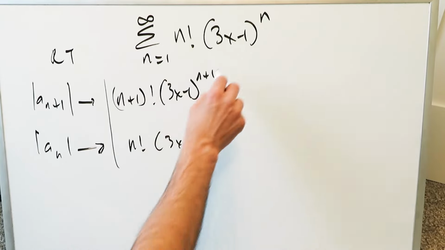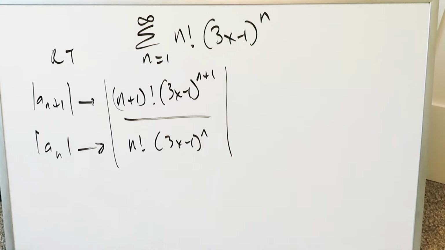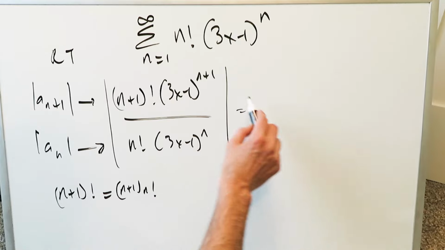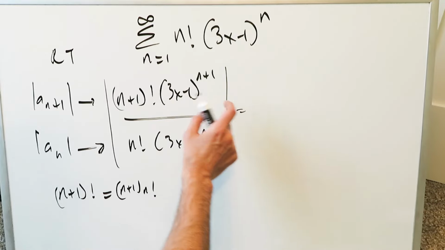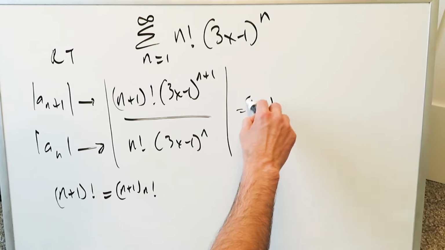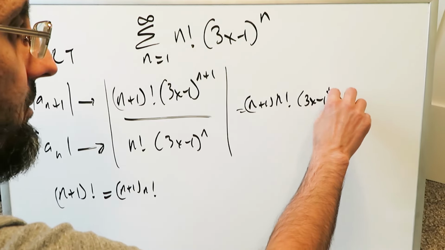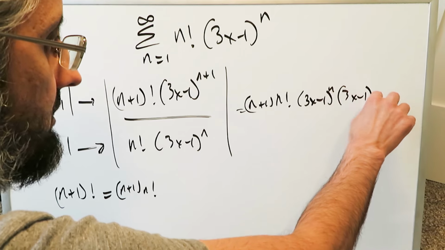You know you're doing the ratio test, you might as well do the ratio right over here. A shortcut I've shown you in the past: n plus 1 factorial is always equal to n plus 1 times n factorial. You can utilize that. Open things up and utilize your shortcuts and your properties of exponents. You'll have n plus 1 times n factorial, all here in the numerator, 3x minus 1 to the power of n and 3x minus 1 to the power of 1.